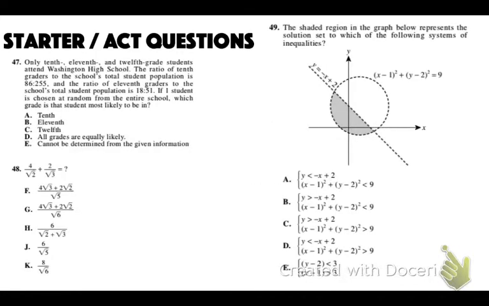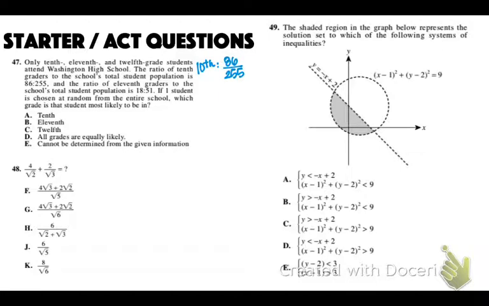Okay, let's go through some ACT questions. So this first question says only 10th, 11th, and 12th grade students attend Washington High School. The ratio of 10th graders is 86 to 255. So that's probably important. So 10th graders is 86 to 255.